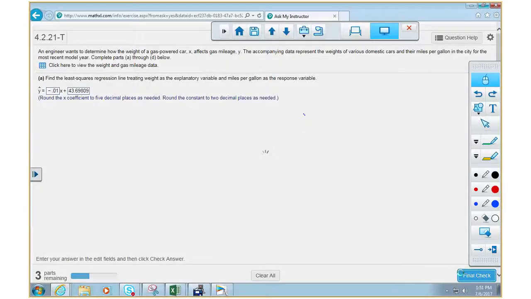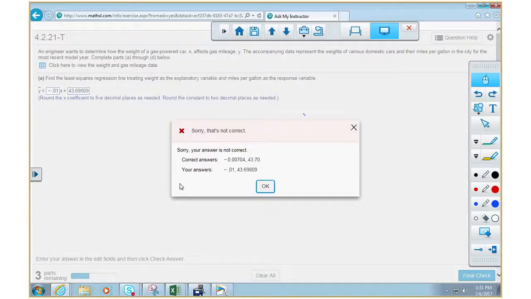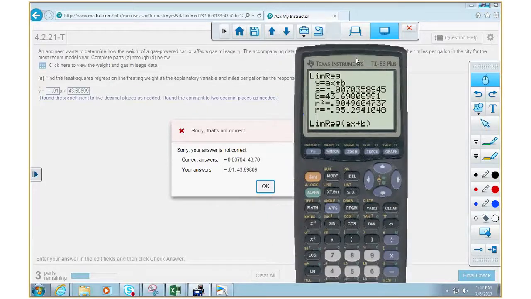Oh, did I not? Correct answer, 0.007. Is that what we got? You got them backwards. Oh, I'm sorry. It's okay. I got it backwards. Don't get them backwards. I'll count them right. Sorry about that.